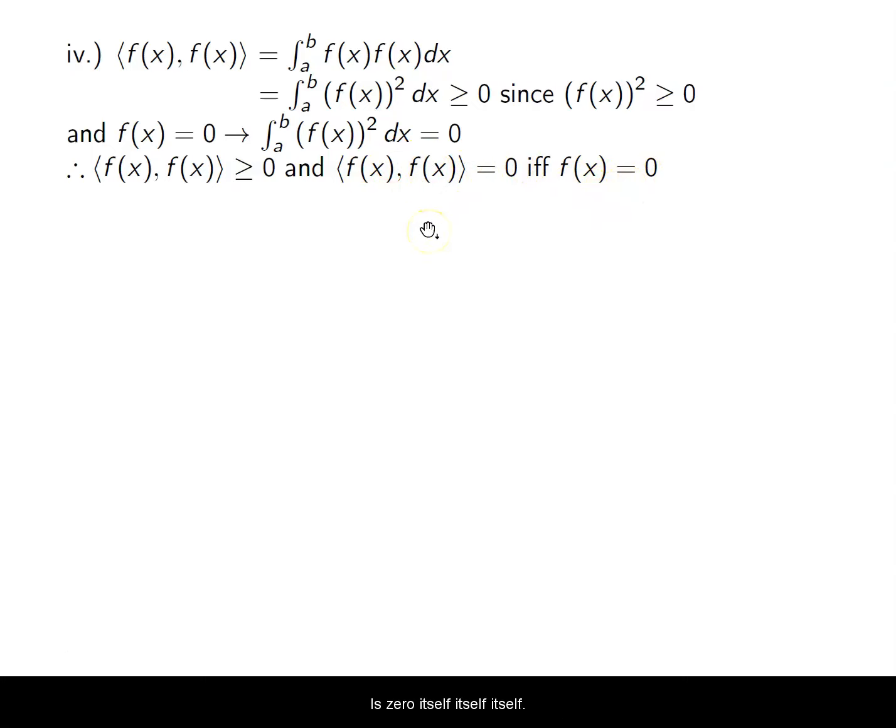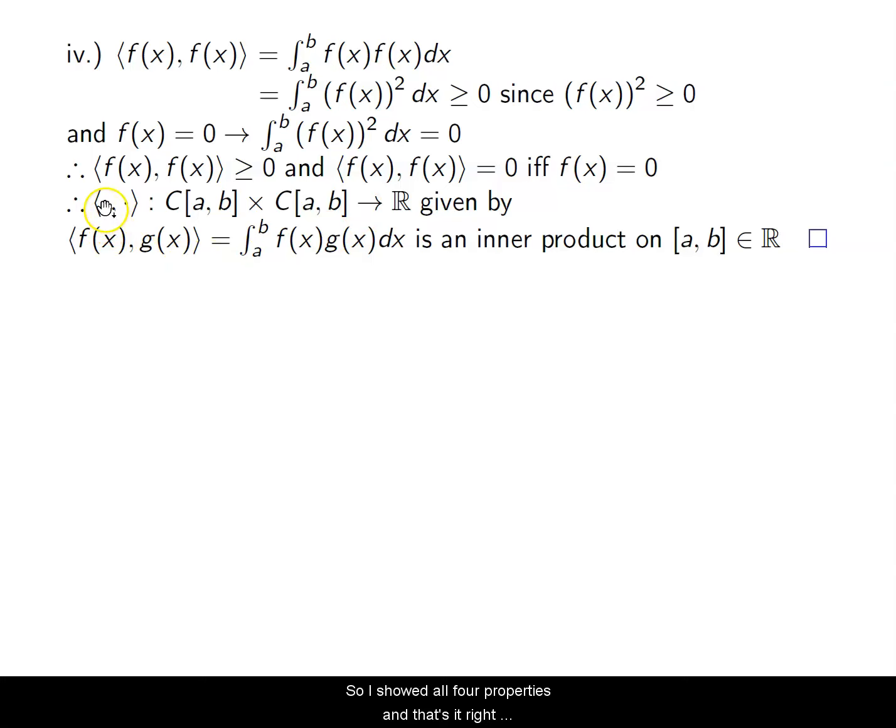Then the inner product of it with itself will be 0, okay? So I showed all 4 properties, and that's it, right? So the inner product on the closed interval from a to b, that of continuous smooth functions, going to the scalar r, given by this definition, so taking a function from here and another function from there and multiplying them together by integrating them, is a dot product on that closed interval, okay?